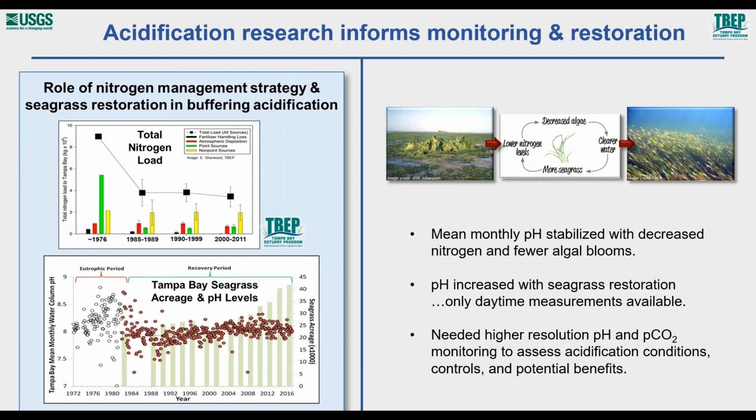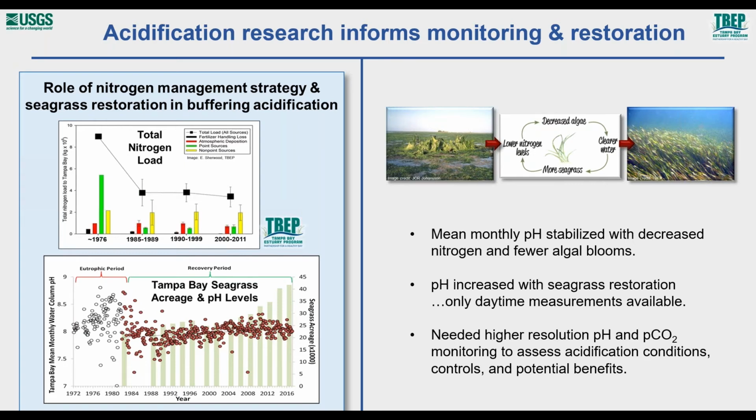The dots on the bottom graph show mean monthly pH in the bay, and the green bars show seagrass acreage over the same time period. When nitrogen loads were high, algae blooms caused extreme highs and lows in pH and after blooms, and you can see this on the left side of the graph. And then with the nitrogen management strategy, pH began to stabilize as nitrogen loads and algae blooms decreased, and you can see that pH has actually increased over the years as seagrass has been restored.